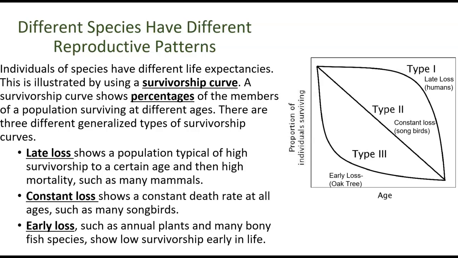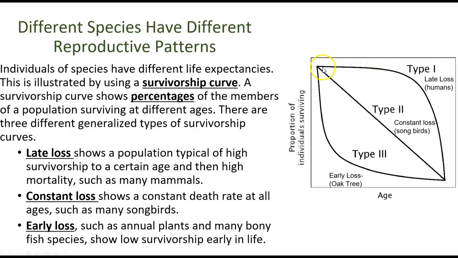When we look at populations, we have what's called a survivorship curve for various species. A survivorship curve shows percentages of members of a population that survive at different ages. There are three generalized types of survivorship curves. There's what's called late loss, which shows a population of high survivorship until they get to a certain age, and then there's high mortality. Mammals fit into that curve.